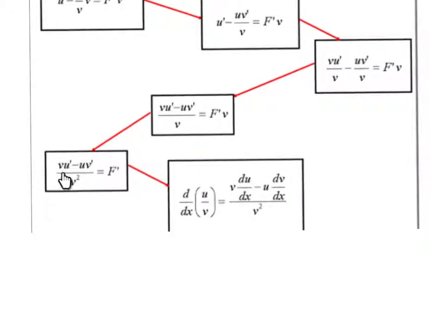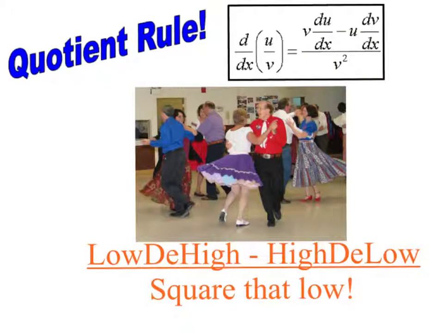So you'll see here I've got low d high minus high d low, cross the line and square the low. Just remember, the numerator is the high, the denominator is the low. Low d high minus high d low, cross the line and square that low.